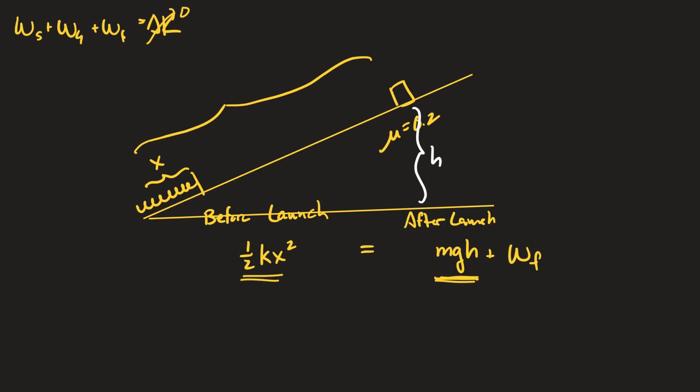Now, to actually work this out, we need L. And we can write L in terms of H or vice versa. H has to be L sine 30 due to that triangle. So let's just do it this way. Is this all right? I would have 1/2 k x squared equals mgh, which is L sine 30. Any question about that?